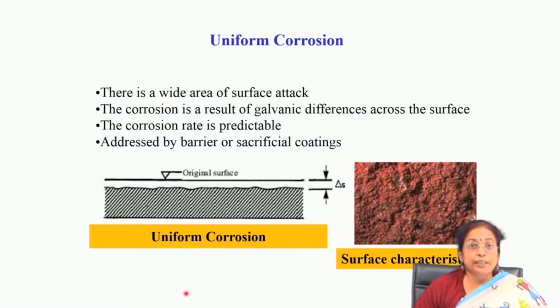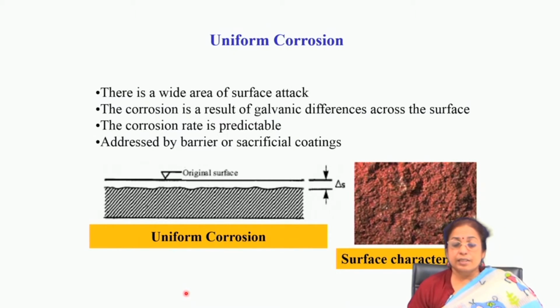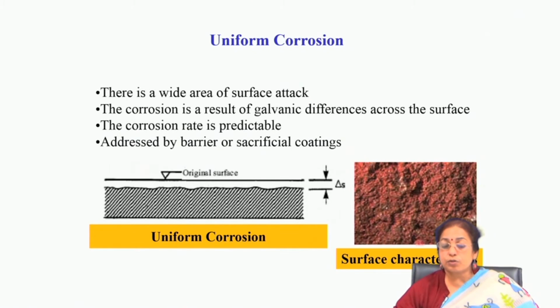So, you will find that this particular kind of corrosion rate is very easy to understand, because corrosion rate is usually uniform all throughout the surface, and you can easily predict it because you calculate or measure the corrosion rate for a particular length of time, and then you can extrapolate it to know the lifetime of the component by this particular kind of corrosion.